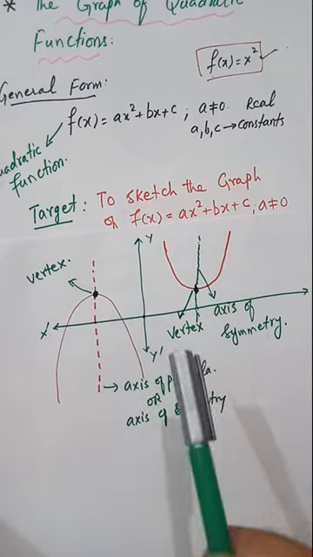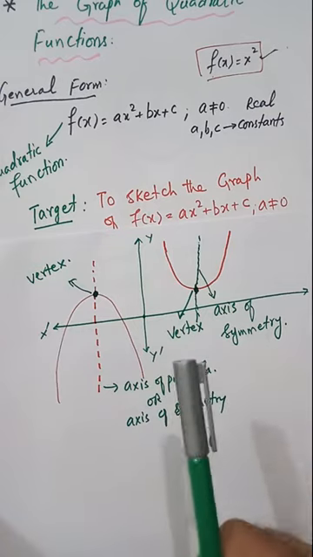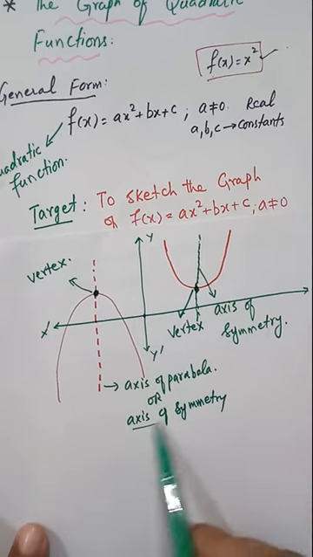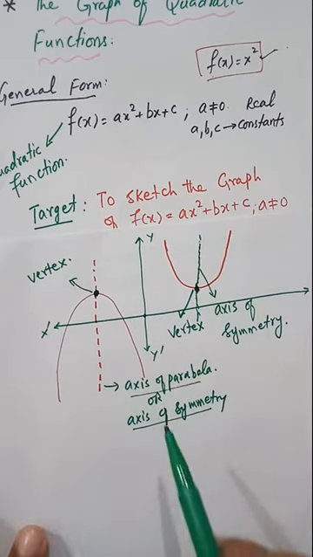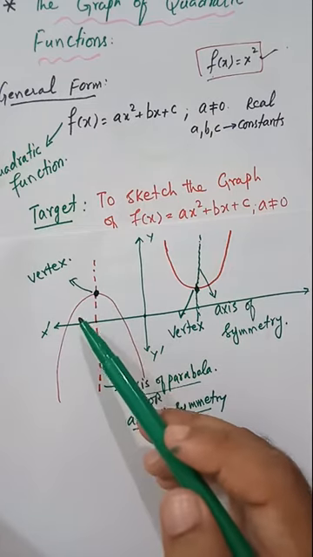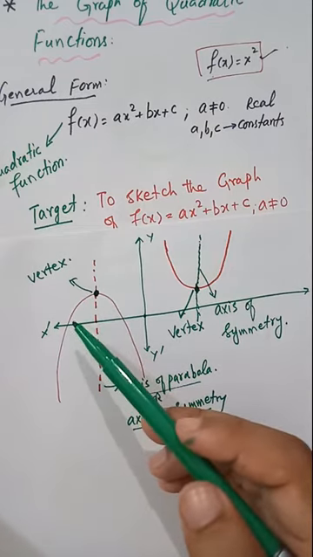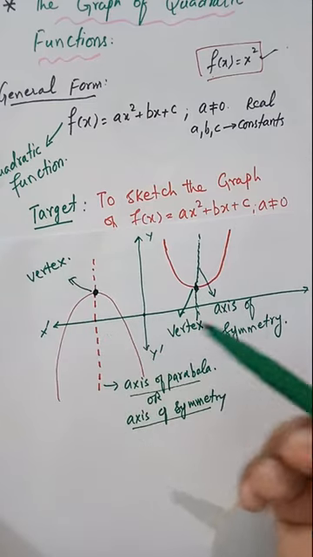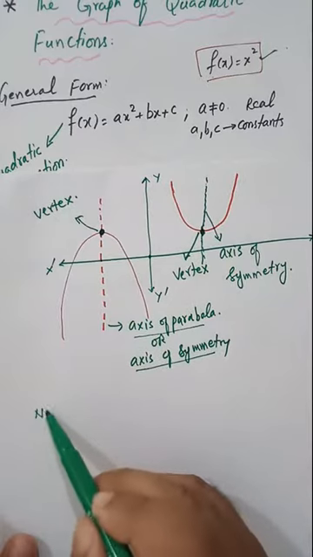Both of them are called vertices, but remember a condition: the vertex is such a point from which the axis of symmetry, or the axis of the parabola, will always pass. Meaning the vertex is a point which lies on the axis of symmetry. The vertex is a point which lies on the axis of the parabola. You must remember, so note this point.